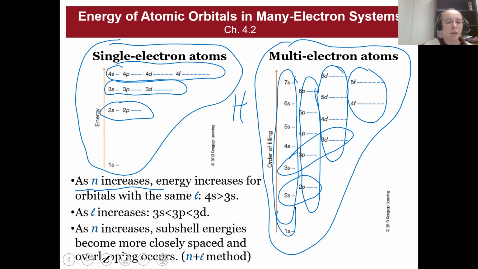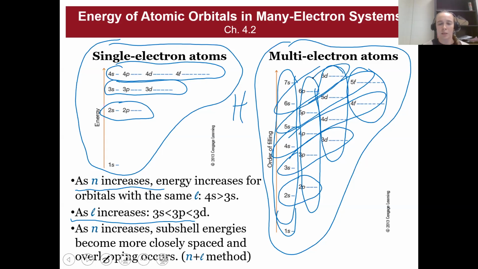But then, as L increases, we also see that. So this is where we get these diagonal increases. Now these diagonal lines or groupings have the same value of N, but different values of L. So as L increases, so does energy. It's going up in kind of a diagonal fashion, according to this graphic.